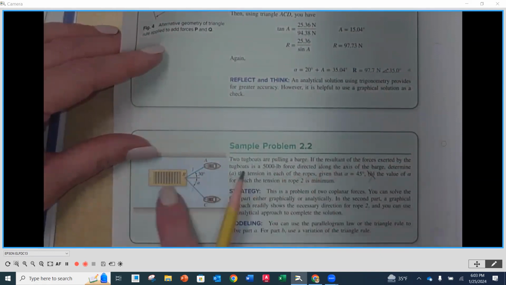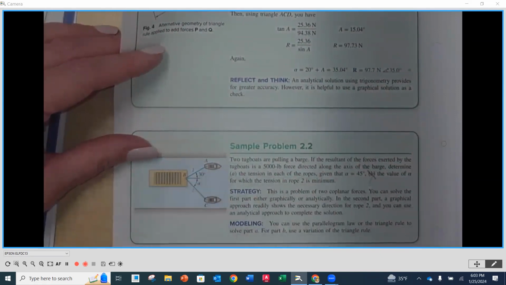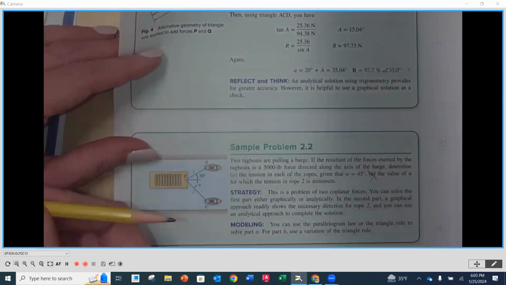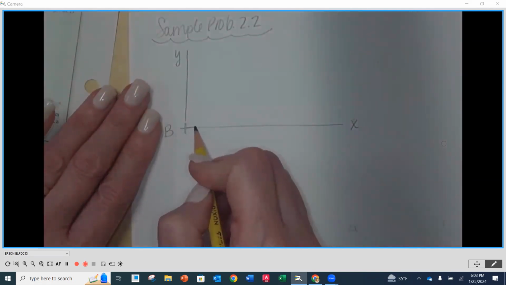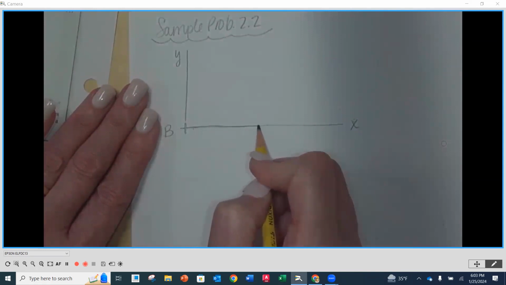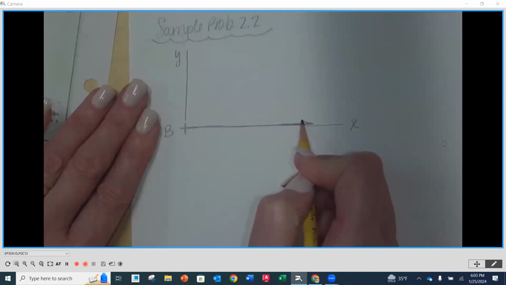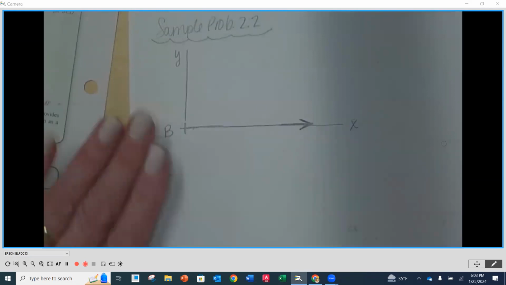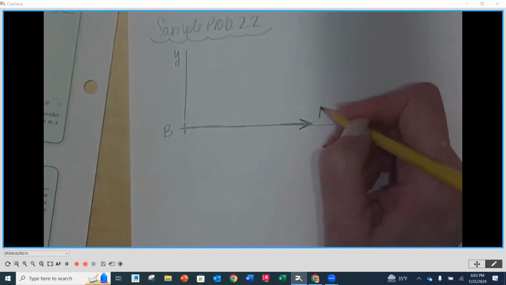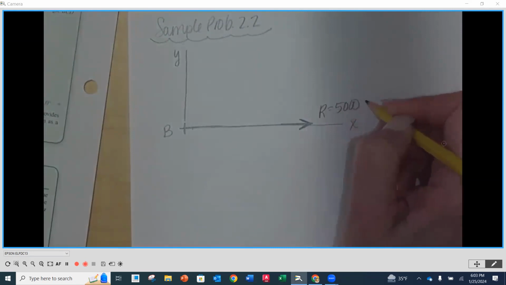And since this barge, you're going to notice there's kind of these waves in the back, the assumption is that it's moving to the right. And the tugboats are pulling it, and they're going up and to the right and down and to the right. So that means that our 5,000 pounds is acting on B, pulling on B, and it's being directed to the right. This is our resultant. And our resultant is 5,000 pounds.